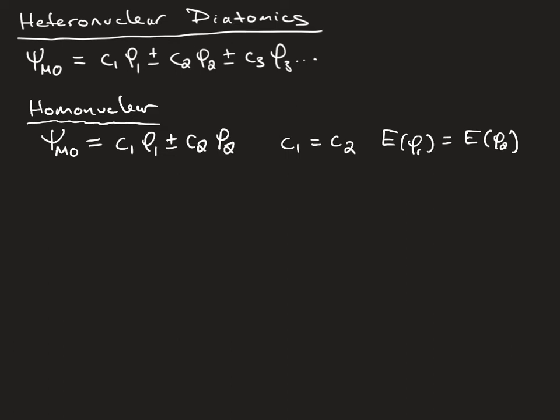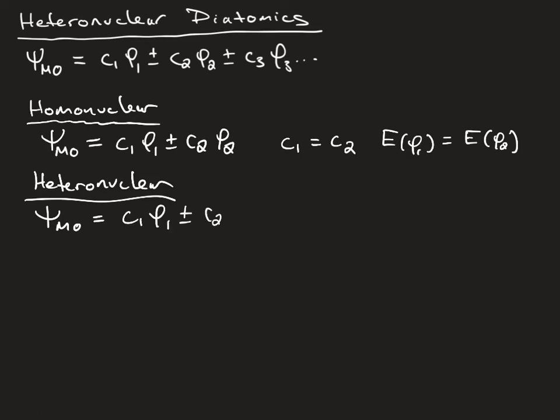When we go to these heteronuclear compounds, this is no longer going to be the case. So in the case of heteronuclear diatomics, if we take two atomic orbitals to combine together to form a molecular orbital, we're going to have this once again. However, C1 is not going to equal C2. So you're going to get more of one atomic orbital character in that molecular orbital than you are of the other. And this is simply because the energies of our atomic orbitals are no longer equal to one another.